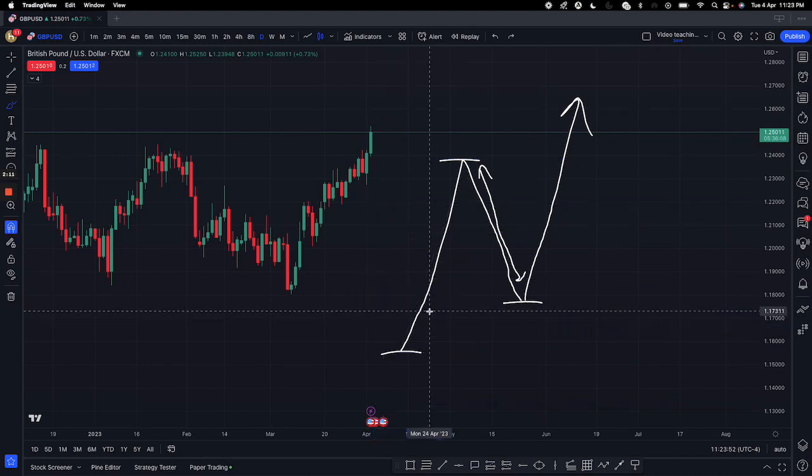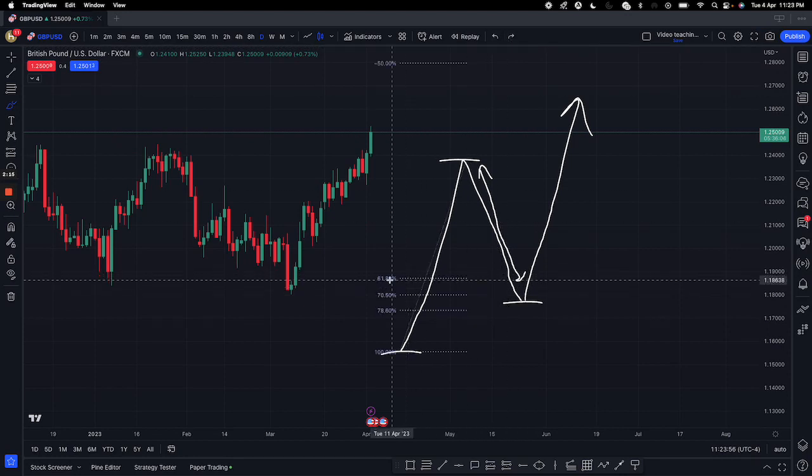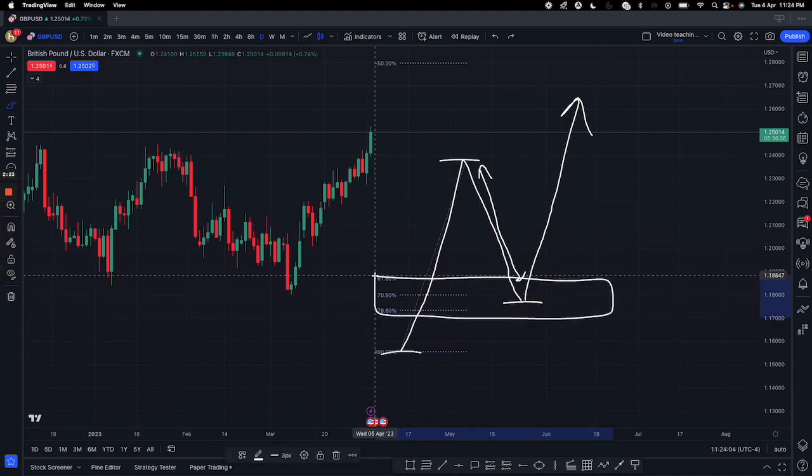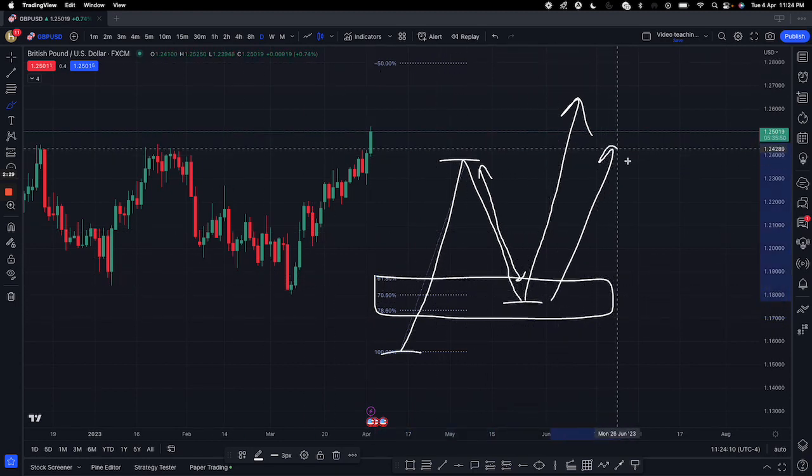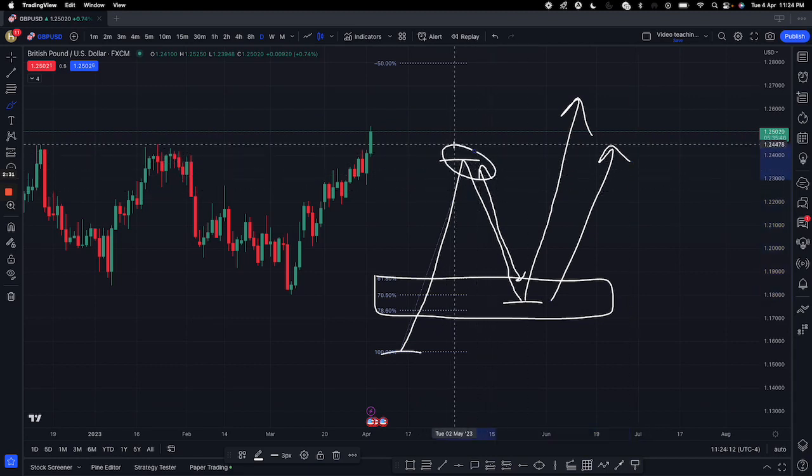Let me just erase and show you guys the one I'm using again. In ICT's concept, he actually calls this the OTE, which is the optimal trade entry. What you want to look for is for price to come back into this area before you can take it up into the previous high.